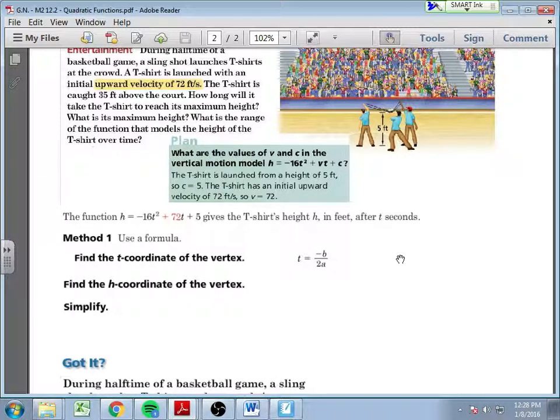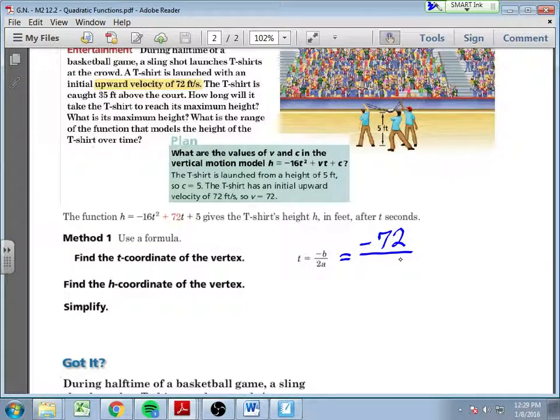It's the coefficient of your 16. It's the coefficient of your just x, or B, just t. What comes in front of the just t? 72. So this is going to be the opposite of b, so negative 72.